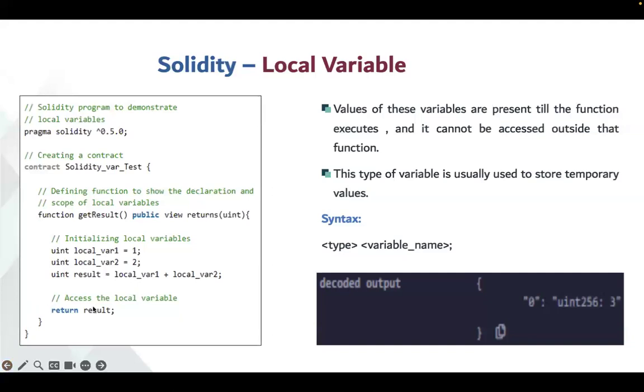In this example, the contract SolidityVarTest defines a function to declare and initialize local variables. Here we have var1 and var2, and we have this result, which is the summation of variable 1 and variable 2, and we return the result, which is the sum of the two variables.